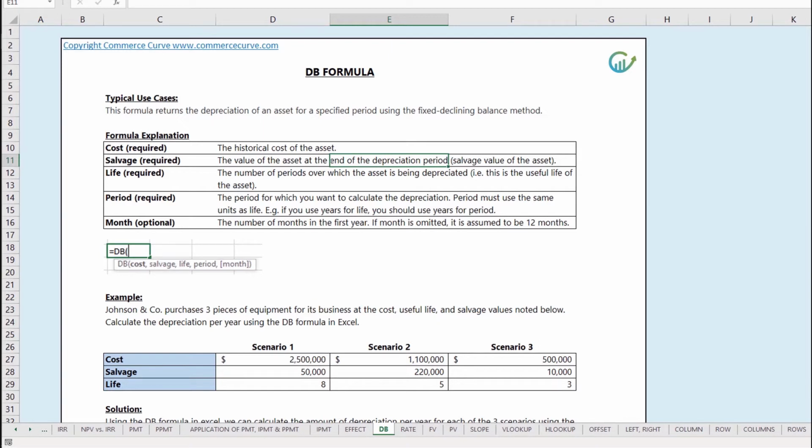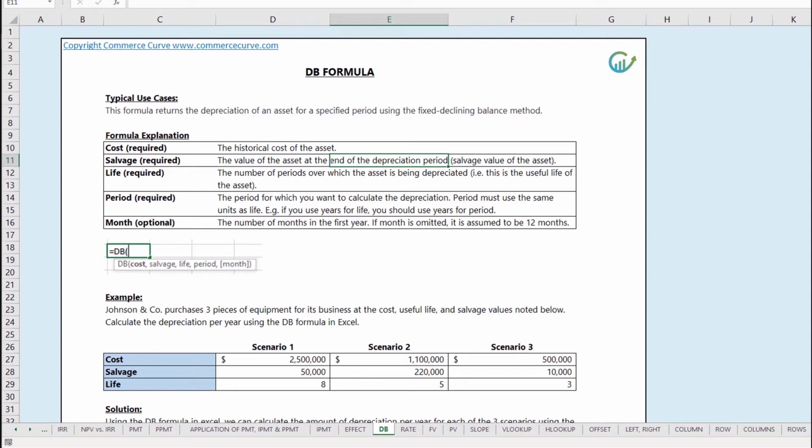The period must use the same number of units as life. For example, if you use years for life, then you should use years for the period. Finally, there's the month syntax, and that's an optional field. That's the number of months in the first year. If month is omitted, then it's assumed to be 12 months.